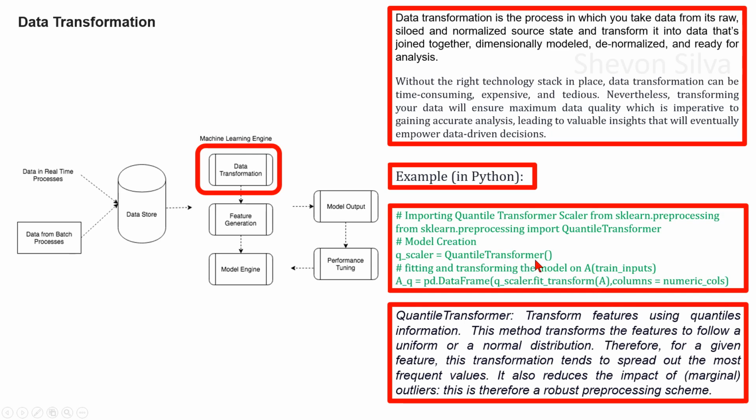With regard to the quantile transformer, it transforms features using quantile information. This method transforms the features to follow a uniform or normal distribution. Therefore, for a given feature, this transformation tends to spread out the most frequent values. It also reduces the impact of marginal outliers. This is therefore a robust preprocessing scheme.